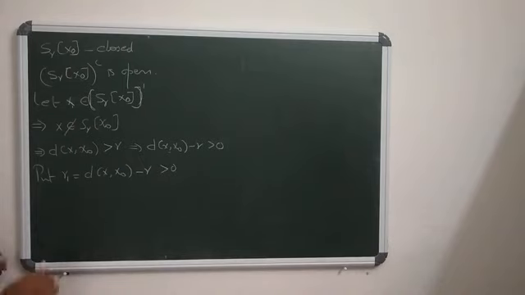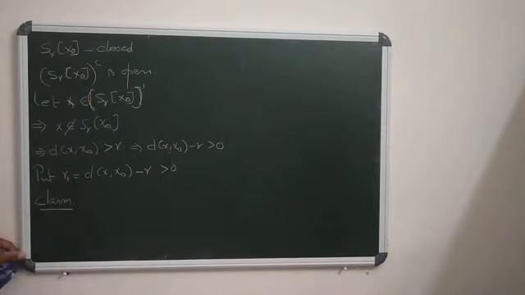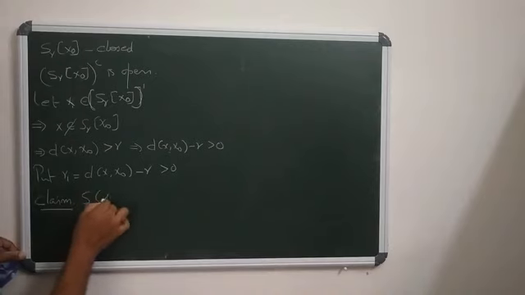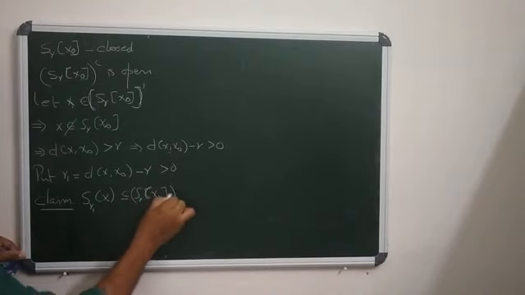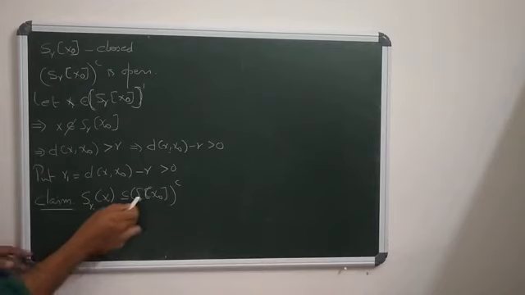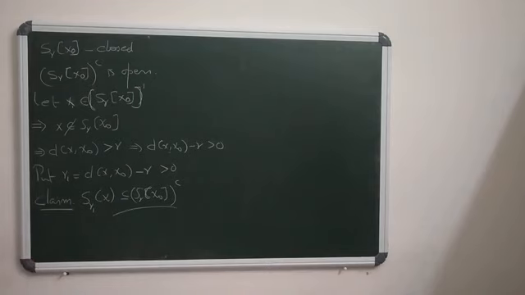Agree? Now there is a claim. The claim is to show S_r[x0] complement is open. It is enough to show that there exists an open sphere S_r1(x) which is a part of S_r[x0] complement. To show S_r[x0] complement is open, it is enough to show that it has such an open sphere. That's our claim. How to justify this claim?